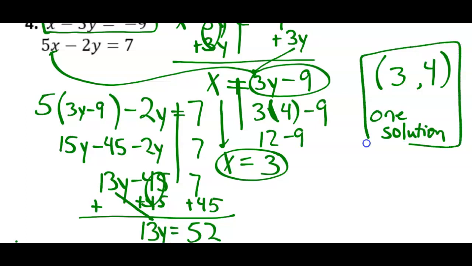Remember when we have infinite or any solution, we can write any of those words. And then when I have parallel lines, it's 0 solutions or no solution or none, and go from there.